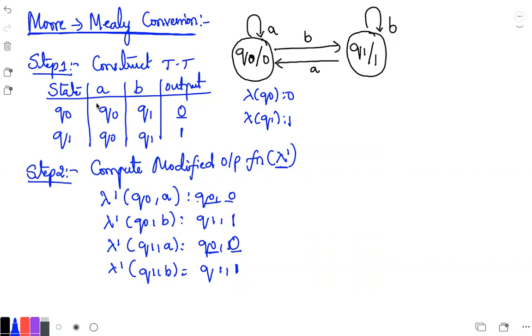So Q0 on B, you reach Q1. The output at Q1 is 1. This is the traditional lambda function. This column is lambda of state. Just a split up. The same table I have just made into a simple transition function. That's it. Now step 3.